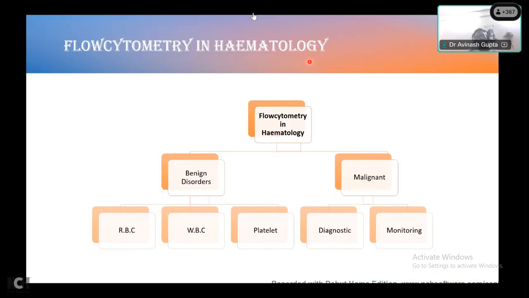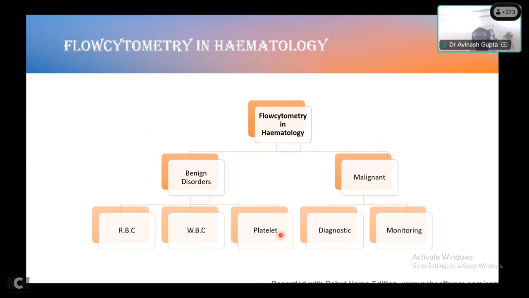So coming to flow cytometry in hematology, we can roughly divide its use into benign disorders and malignant disorders. For benign disorders, you can further divide into RBC disorders, WBC disorders, and platelet disorders. In RBC, you can analyze for PNH, for spherocytosis, and some people are detecting fetal hemoglobin also. Then for WBC, CD4/CD8 count, primary immune disease analysis, and for platelets, aggregation studies, platelet function studies, and storage disorders.